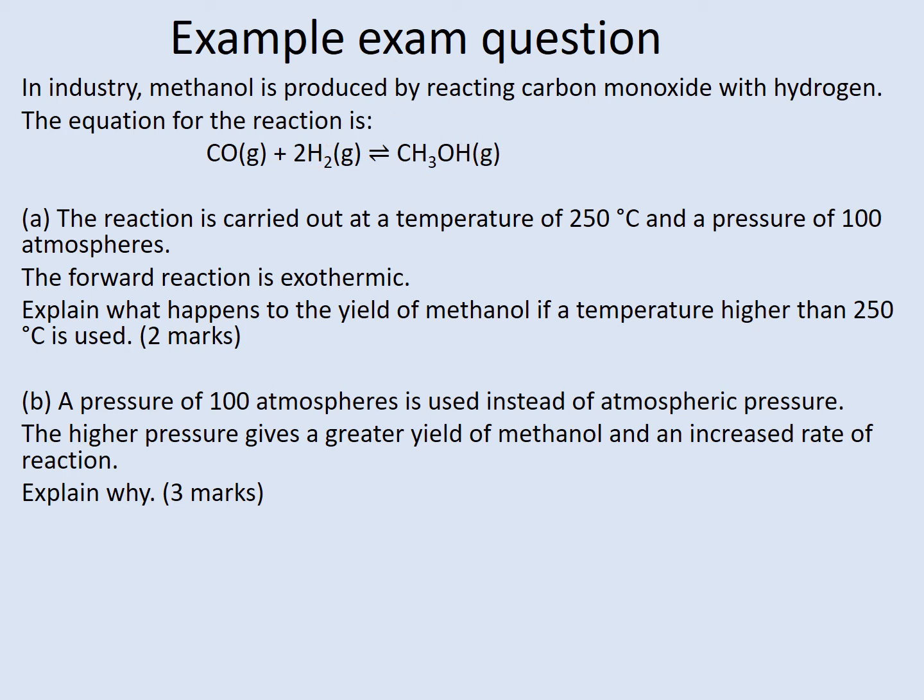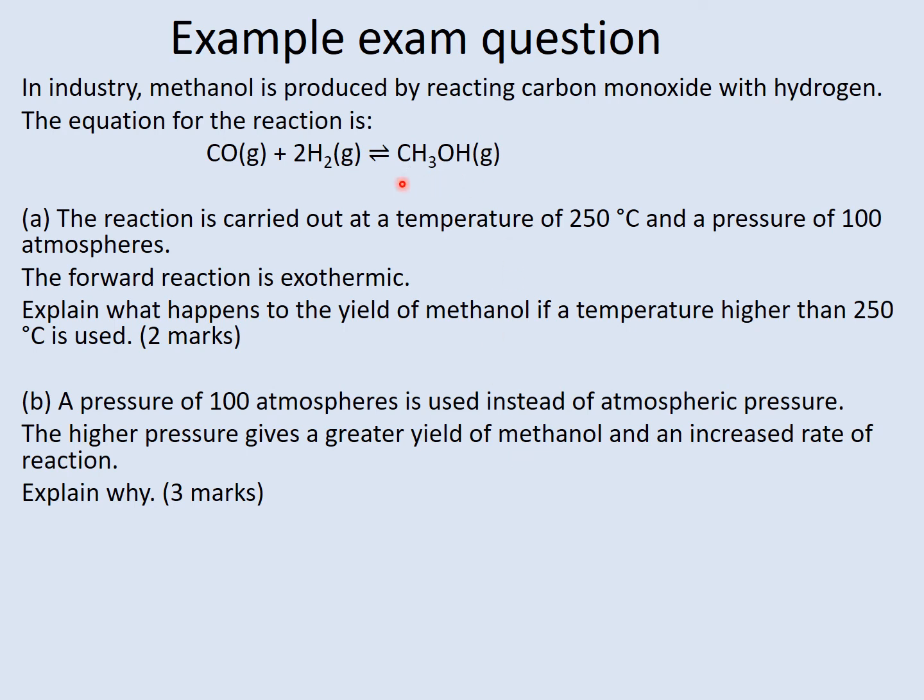Right, fine. Part B, it says a pressure of 100 atmospheres is used instead of atmospheric pressure. Okay, so they're hoping you're going to realise that atmospheric pressure is significantly less than 100 atmospheres, i.e. about 1 atmosphere, hence atmospheric pressure. Right, the higher pressure gives a greater yield of methanol and an increased rate of reaction. Explain why. The rate of reaction is something people commonly get confused with, because you have to be clear that the rate and the yield are two separate things. And the final part of this lesson is going to be looking at those two things combined. So a high pressure gives a greater yield of methanol apparently, and we've got to explain why.